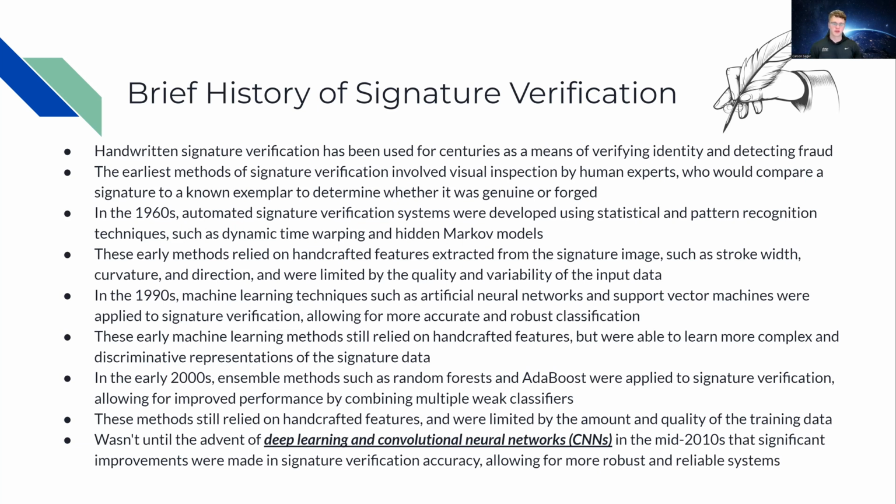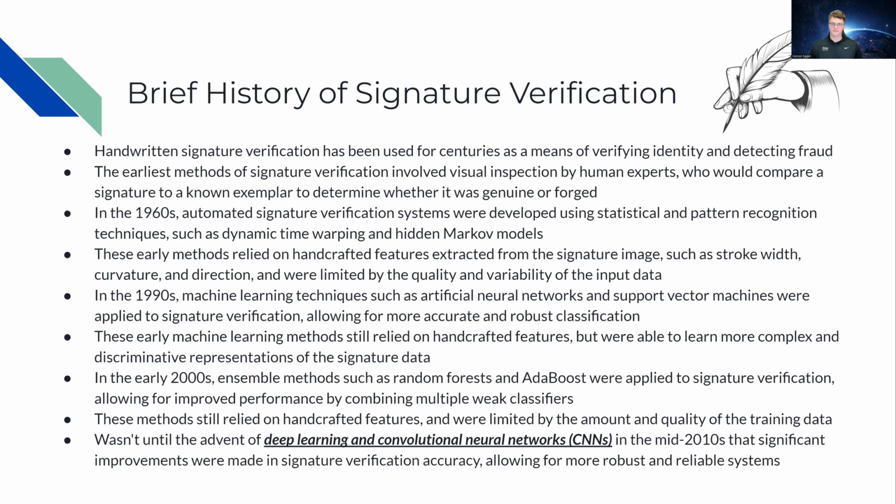In the 1990s, machine learning techniques such as artificial neural networks and support vector machines were applied to signature verification, allowing for more accurate and robust classification. These early machine learning methods still relied on handcrafted features, but were able to learn more complex and discriminative representations of the signature data.